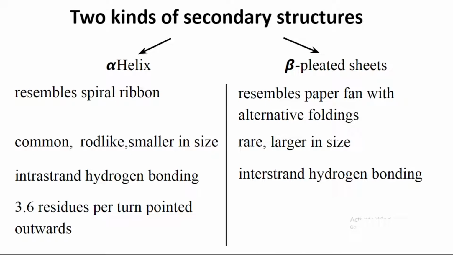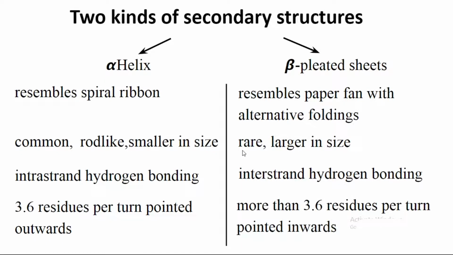And since we have said that alpha helix is smaller in size, it is well justified that the number of residues is lesser here per turn. So it means that 3.6 residues are in each turn, and each residue is pointed outwards, while in beta pleated sheets there are more than 3.6 residues per turn, and each residue is in fact pointed inwards.